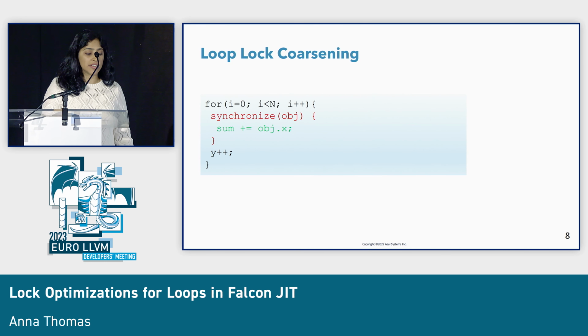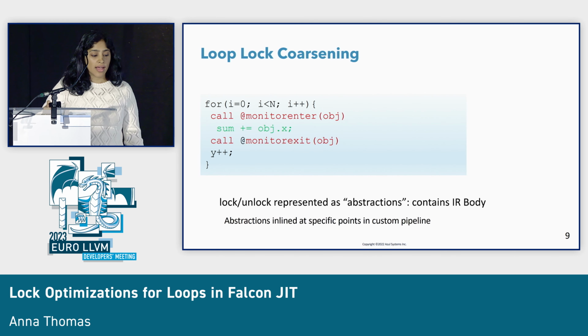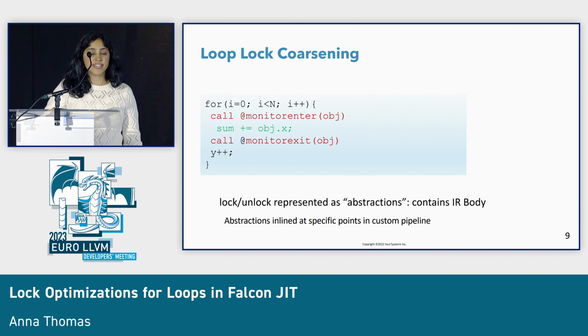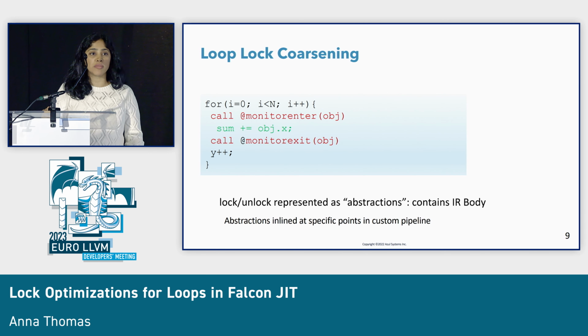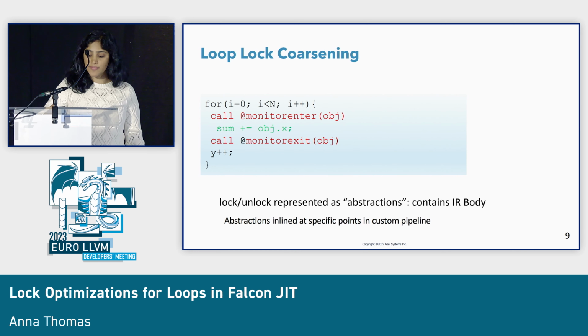So let's see how we do this in our compiler. We start with the same example. We have the synchronized on the object. In our IR, we represent this using abstractions. So we have the monitor enter, which is the lock on the object, and the monitor exit, which is the unlock. Abstractions are similar to intrinsics, but they have an IR body. What this means is we inline these IR bodies at specific points in our custom pipeline. So at the time that we are running this lock optimization, they have not been inlined yet. They are just calls that the optimizer has some idea about the semantics of.